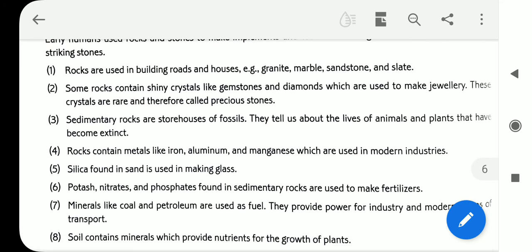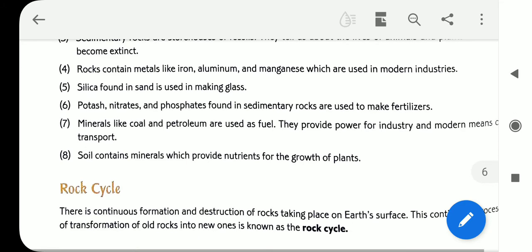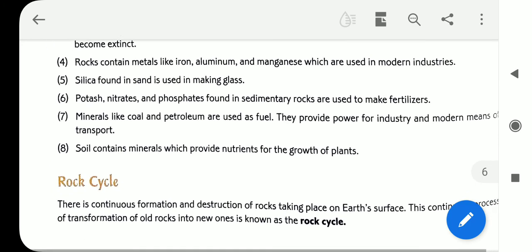Potash, nitrates, and phosphates found in sedimentary rocks are used to make fertilizers. Minerals like coal and petroleum are used as fuel. They provide power for industry and modern means of transport.